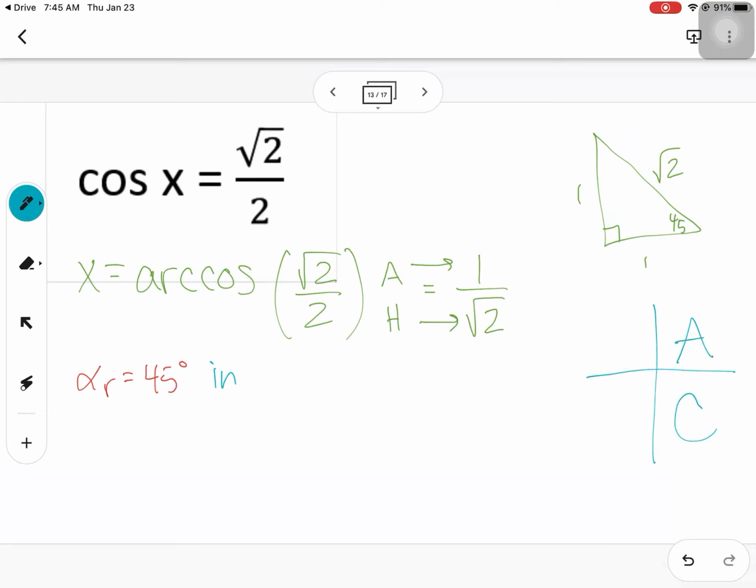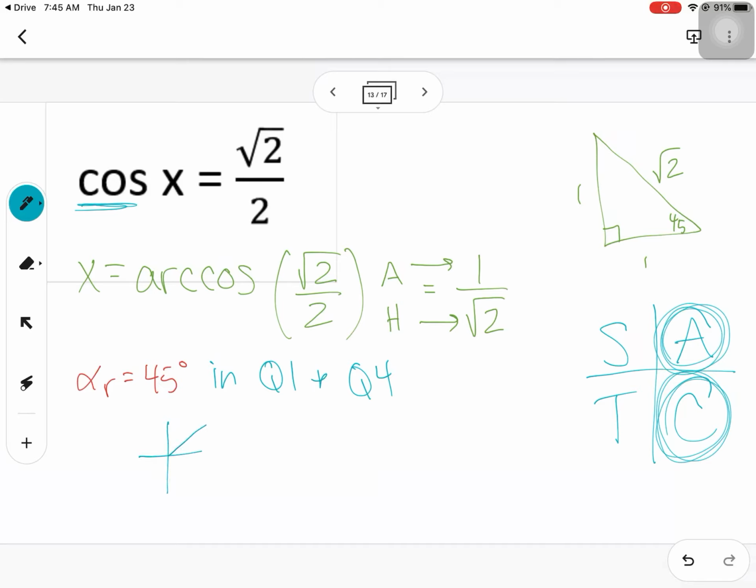So thinking about CAST, I have cosine and it is positive. So I need to know where cosine is positive. Well, cosine is positive where all of them are positive, and also down here where cosine is positive. So it's in quadrant 1 and quadrant 4.